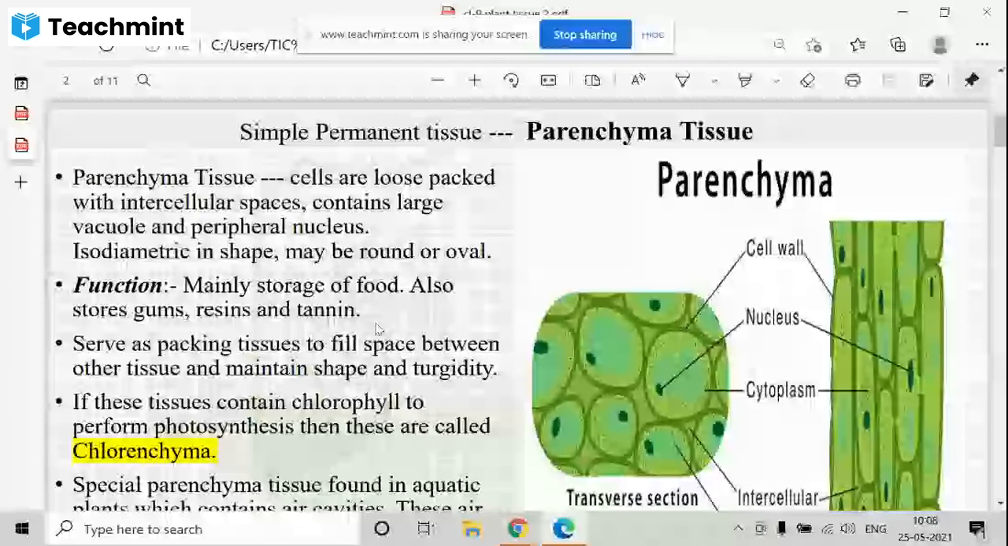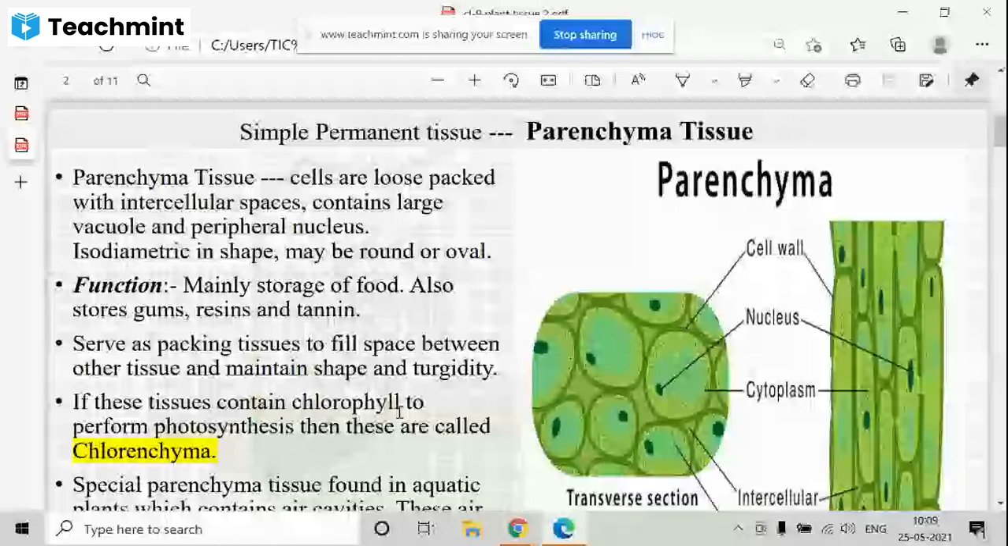Now, what is the function? Mainly storage of food and gums, resins, tannin. Tannin, you get tea, the rubber gums. Those types of chemicals that are secreted, they store those things, and mainly they store the food. They serve as a packing tissue and fill the space in the tissues and maintain shape and turgidity. It means the shape of the plants is maintained by this simple parenchyma tissue.